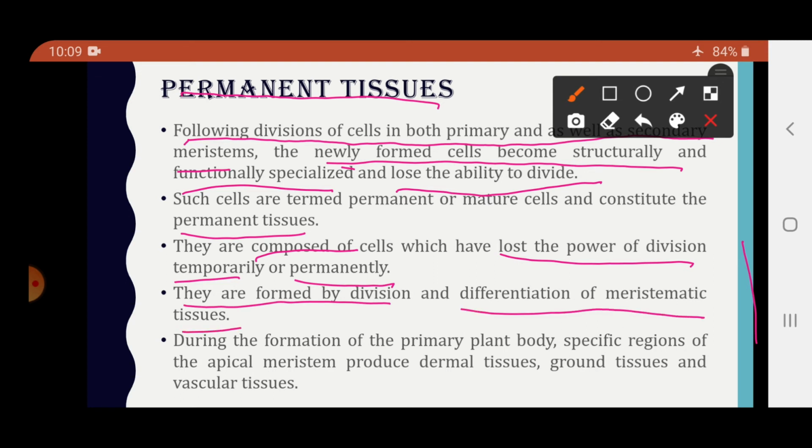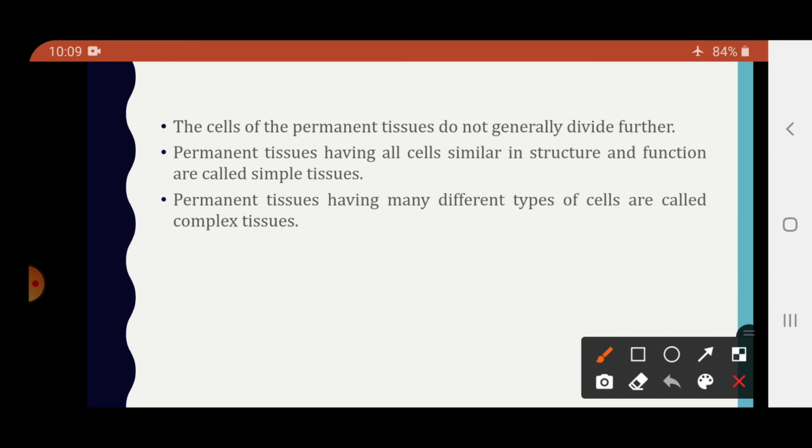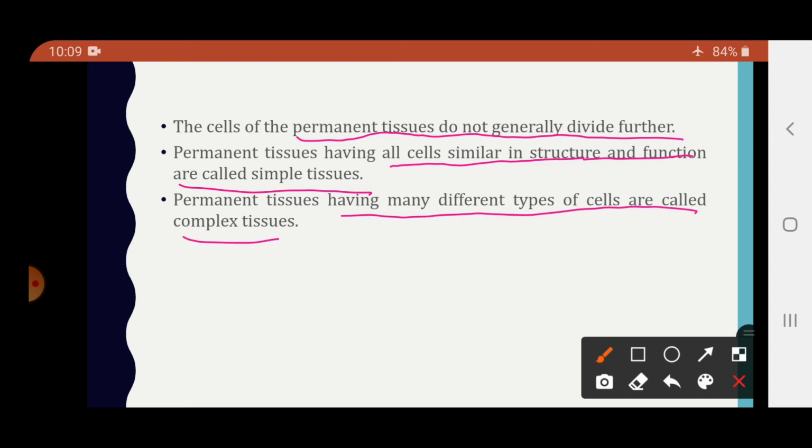They are formed by the division and differentiation of the meristematic tissues. I told you जो primary meristem है, secondary meristem है, उनका जब differentiation होगा, so what it will form, permanent tissues. During the formation of the primary plant body, specific regions of the apical meristem, it produces the dermal tissues, ground tissues and vascular tissues. ये हम देखेंगे कि apical meristem it will form the dermal tissues यानी external part, ground tissues यानी middle parts and vascular tissues are the conducting tissue. ये कैसे बनते हैं, we will study in the later part of the chapter. The cells of the permanent tissue do not generally divide further. The tissues having all the cells similar in structure and function are called simple tissues, whereas permanent tissues which have many different types of the cells are called as complex tissues.